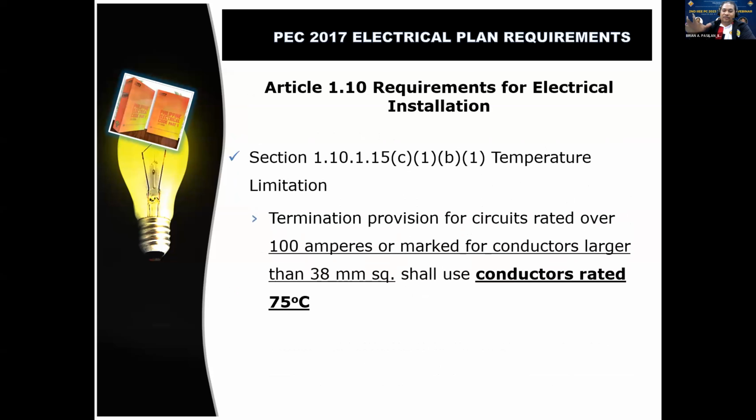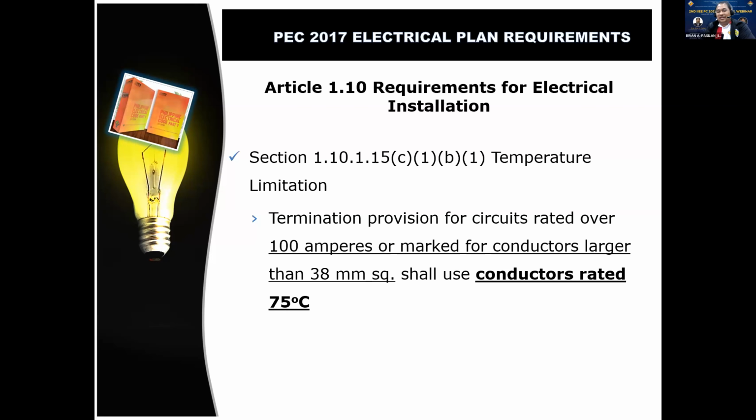Okay. Then for above that one rating, above 100 amperes and larger than 38 mm squared, then conductors are usually rated at 75 degrees, no? But then again, depends talaga ni designer kasi yung iba gusto din specify 90 degrees. But again, the only point to be mindful of is temperature matching: kung conductors mo rated at 75 degrees, dapat si circuit breaker na gamitin mo, you have to specify also 75 degrees, no? Not 60 degrees, not 90 degrees. Para wala tayong temperature mismatch na can cause nuisance tripping, okay?